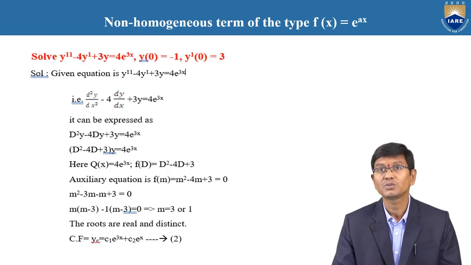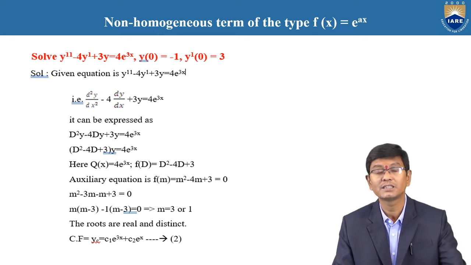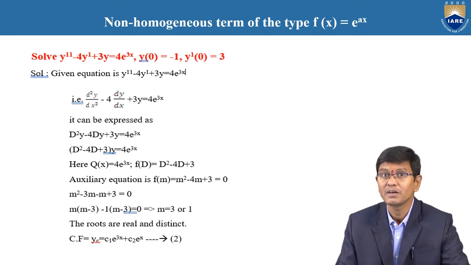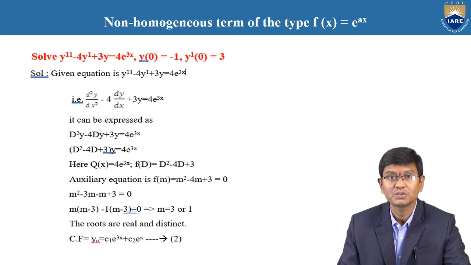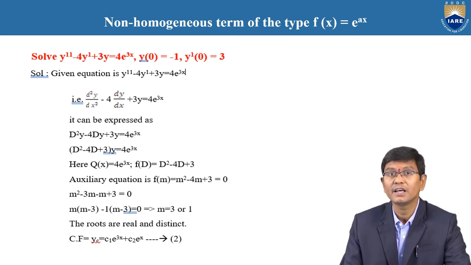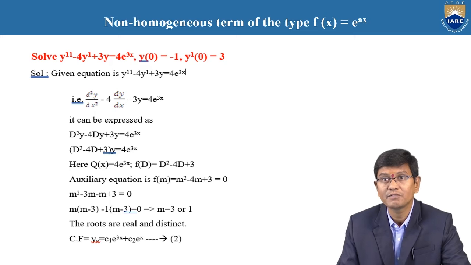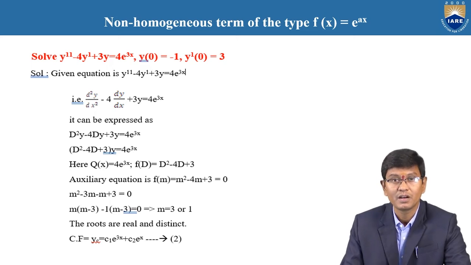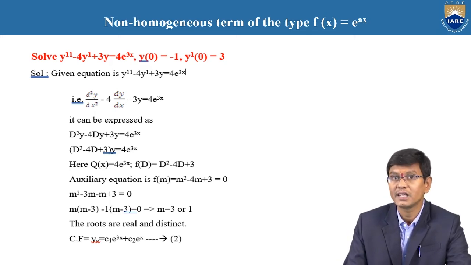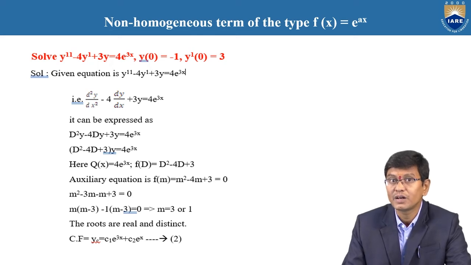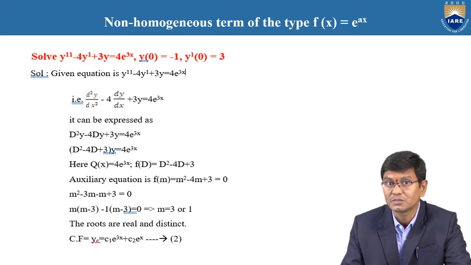Now we need to solve y double dash minus 4y dash plus 3y is equal to 4 into e power 3x. In this problem, there is an initial value problem, with initial conditions y of 0 is equal to minus 1 and y dash of 0 is equal to 3. Therefore, we write the given differential equation in operator form and reduce it to the auxiliary equation.